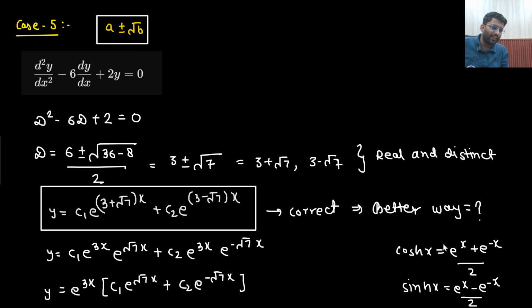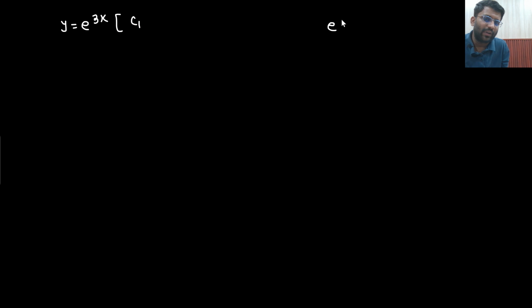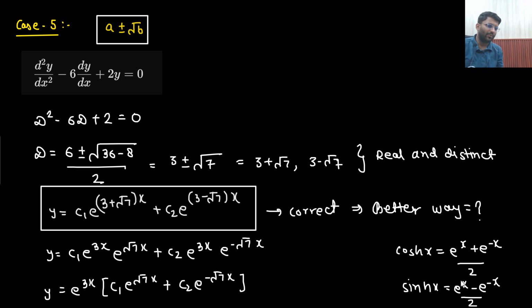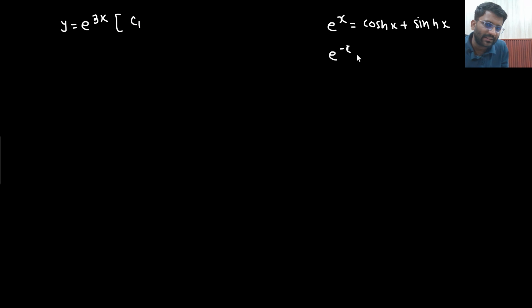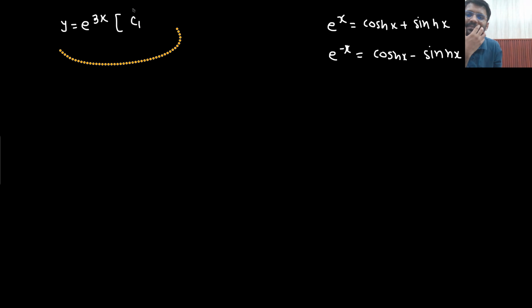If I add both of these equations, what will I get? Sir, e to the power x could be written as cos hyperbolic x plus sin hyperbolic x. If you add both equations, e to the power x by 2 plus e to the power x by 2 becomes e to the power x only, and the negatives get cancelled out. And if you subtract both equations, e to the power minus x could be written as cos hyperbolic x minus sin hyperbolic x. So this is what we are doing.